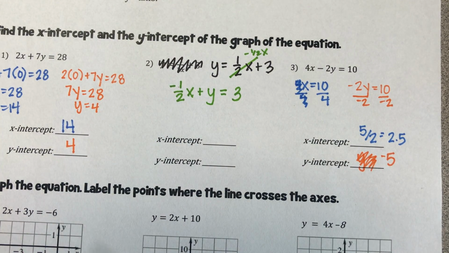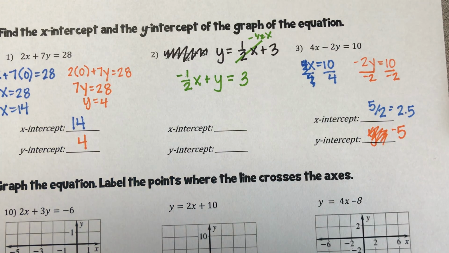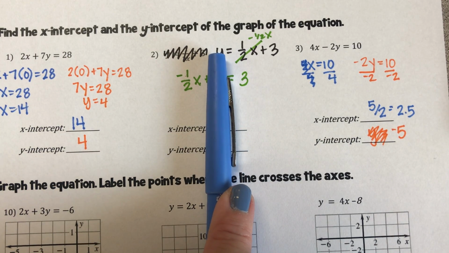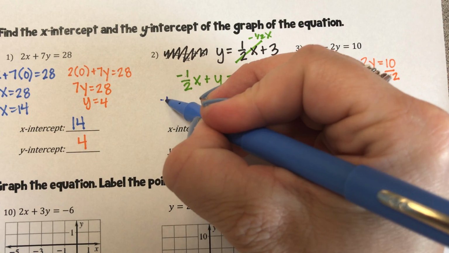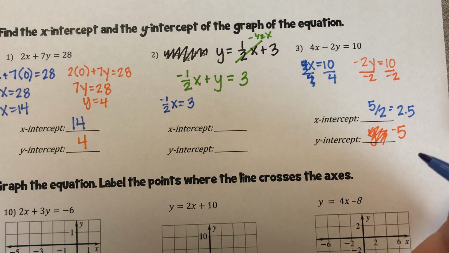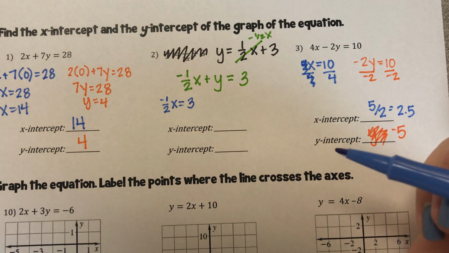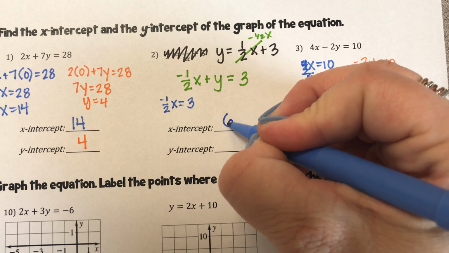So now that it is in standard form, ax plus by equals c, I'm going to start by finding my x-intercept. So that's where y equals 0. So I have negative 1/2 x equals 3. So forget about the negative, right? Half of x is 3. What's all of x? 6.